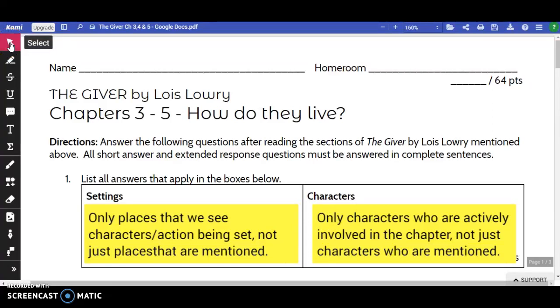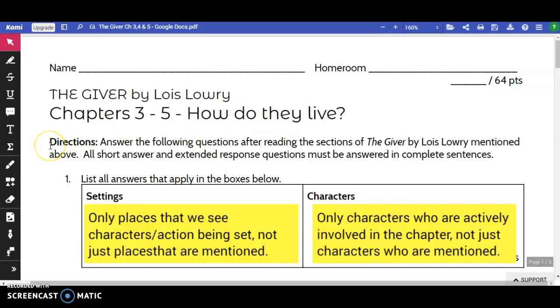In this video, we're going to go over the questions for chapters 3 through 5 of The Giver by Lois Lowry. Before you do anything, please make sure to put both your name and your homeroom at the top of your paper. This assignment is worth a total of 64 points.